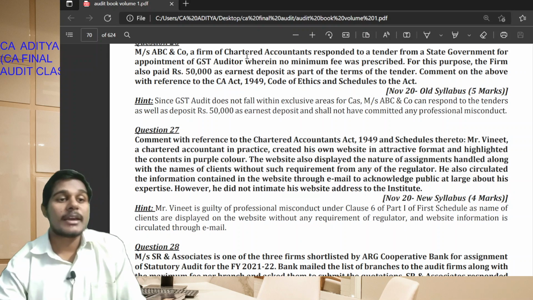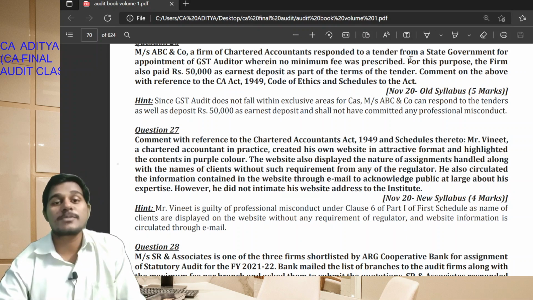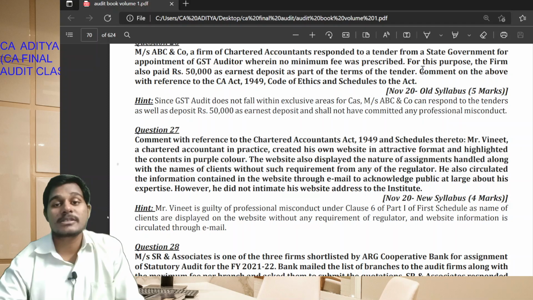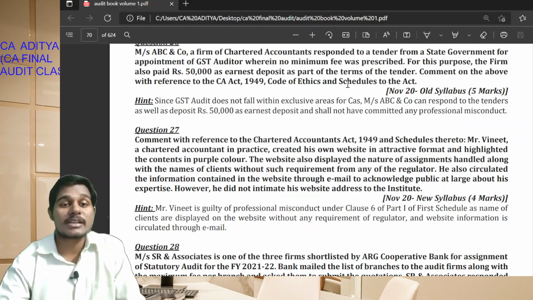See students, ABZ and Co, chartered accountants firm, is responding to a tender from a state government for appointing GST auditors, wherein no minimum fees was prescribed for the purpose. The firm also paid 50,000 as earnest money.